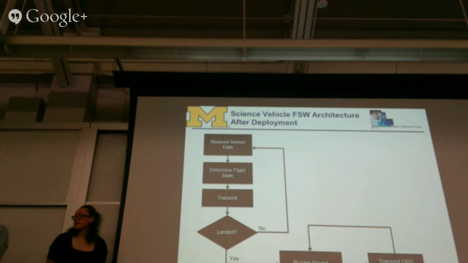The post-deployment loop is similar to the pre-deployment loop, except it checks whether the CanSat has landed. Once it has determined that the CanSat has landed, it will go into continuous buzzer sounding and transmitting of the GPS location.